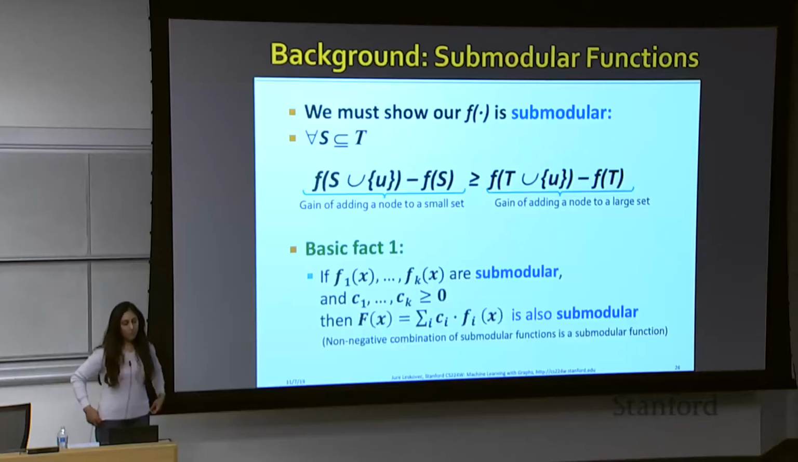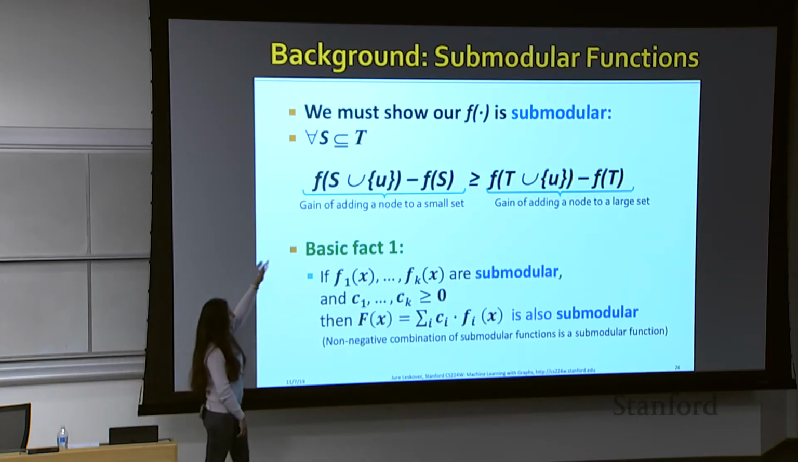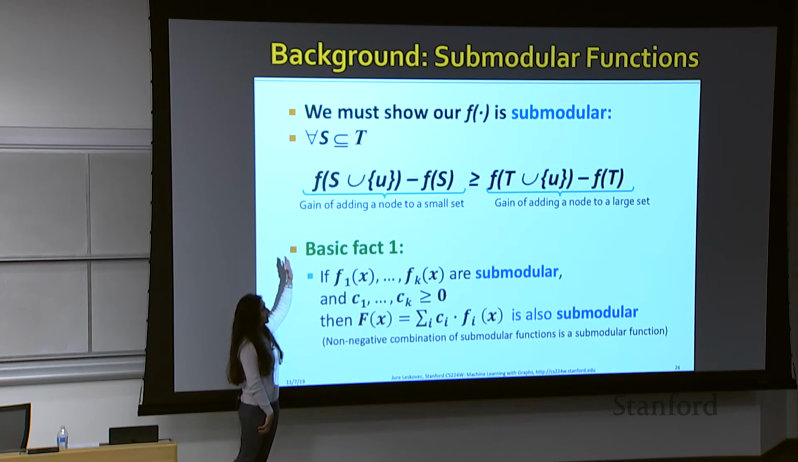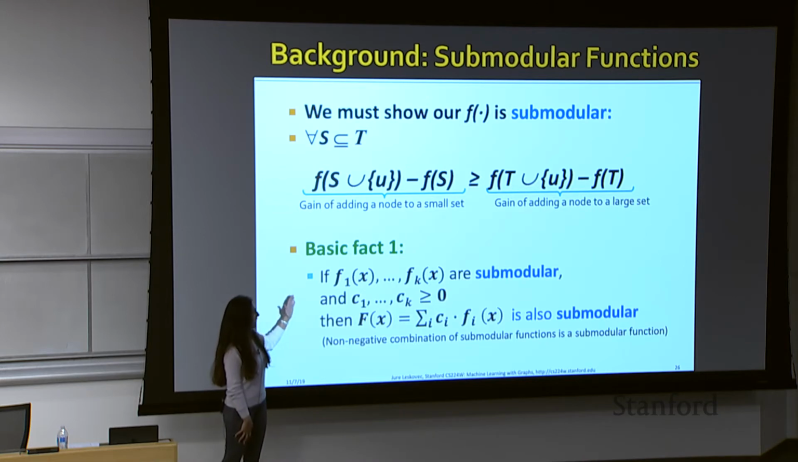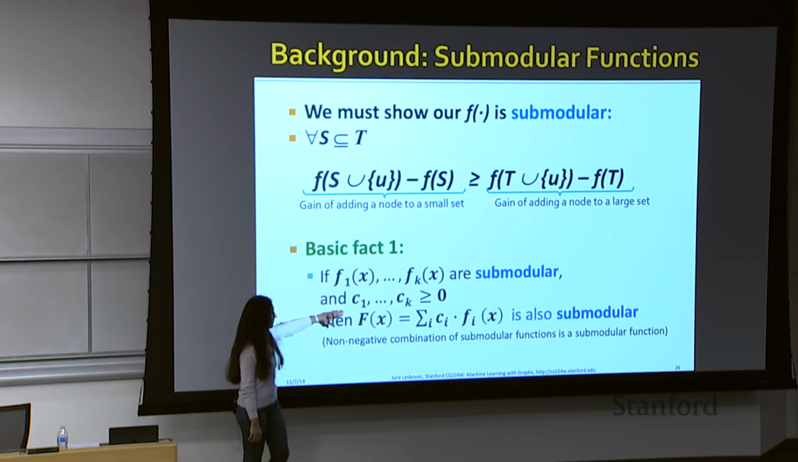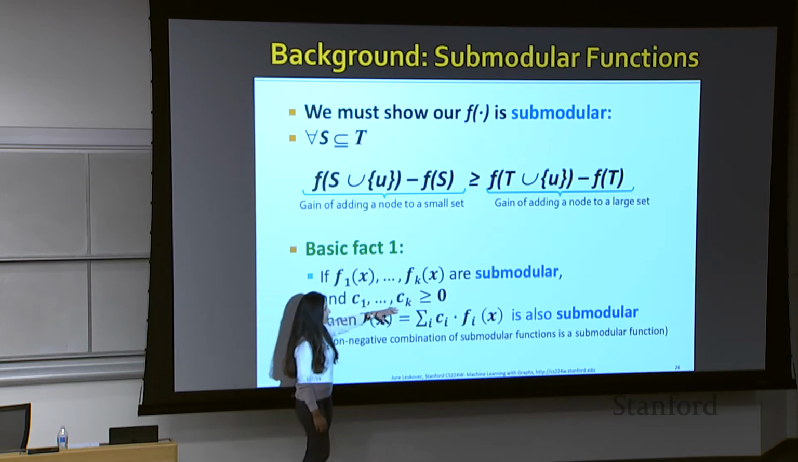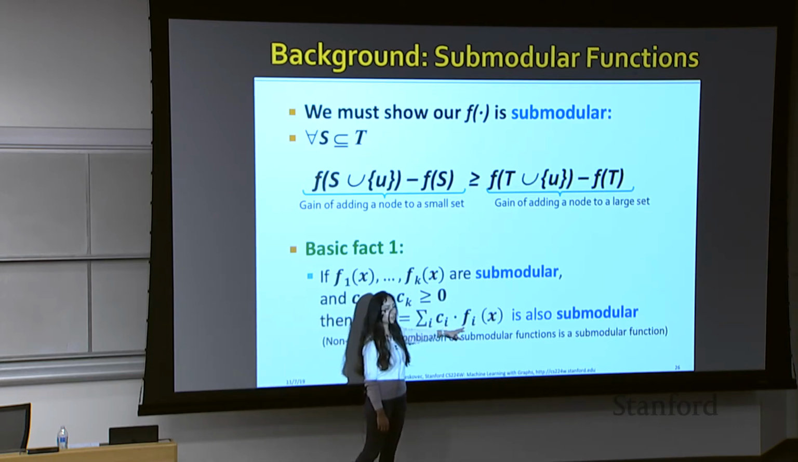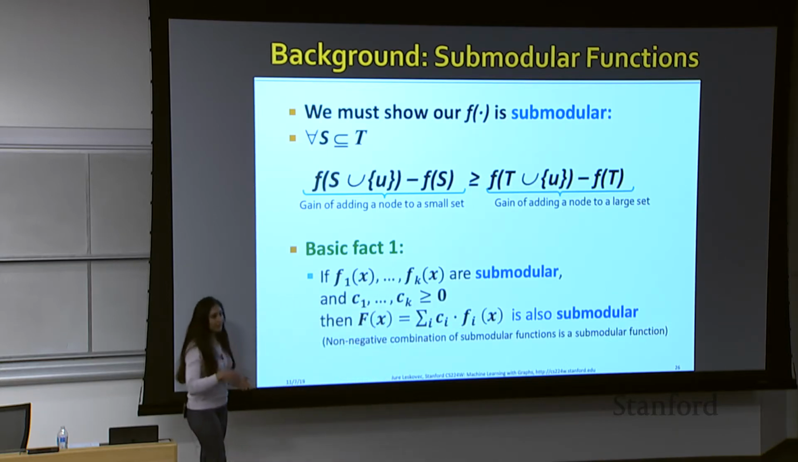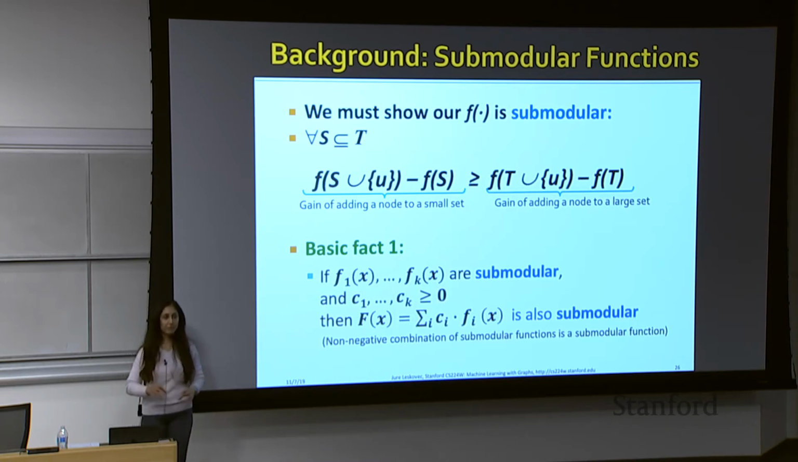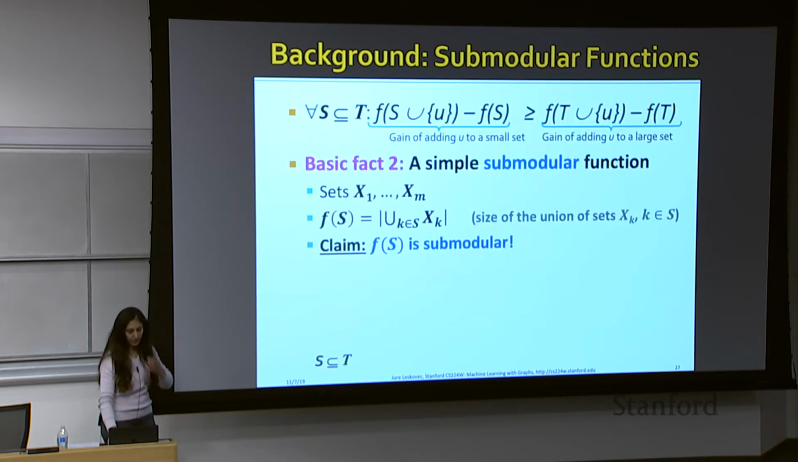Okay, so we talked about what submodular functions are. Diminishing returns property: you add something to the smaller set, the benefit is more. There are a couple of basic facts. Let's assume these are some positive scalars. The positive combination of a couple of submodular functions is still submodular. For example, if you linearly sum some concave functions, the resulting function would still be concave.